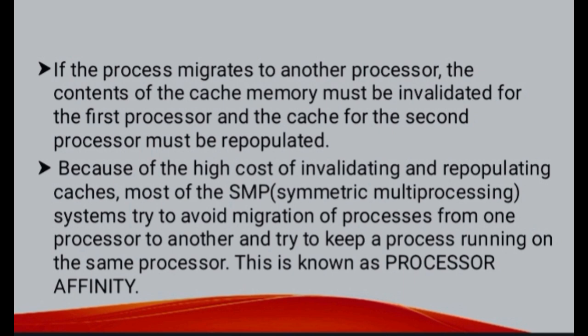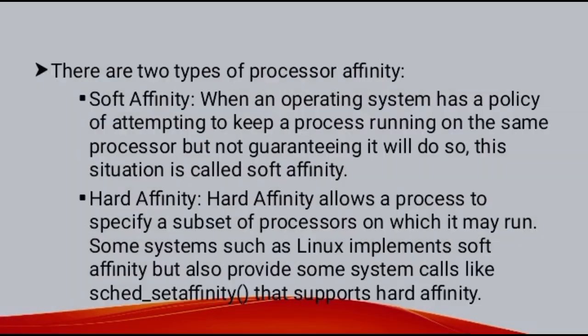Next is cache repopulation. The second CPU's cache is empty or doesn't have the process data. The process needs to load its data into the new cache, which takes time. Both cache invalidation and repopulation are costly operations. They slow down the system. Therefore, to avoid these costs, most SMP systems try to keep a process running on the same CPU. This is processor affinity. It's like having a dedicated desk in your office. It's much more efficient to stay at your desk.